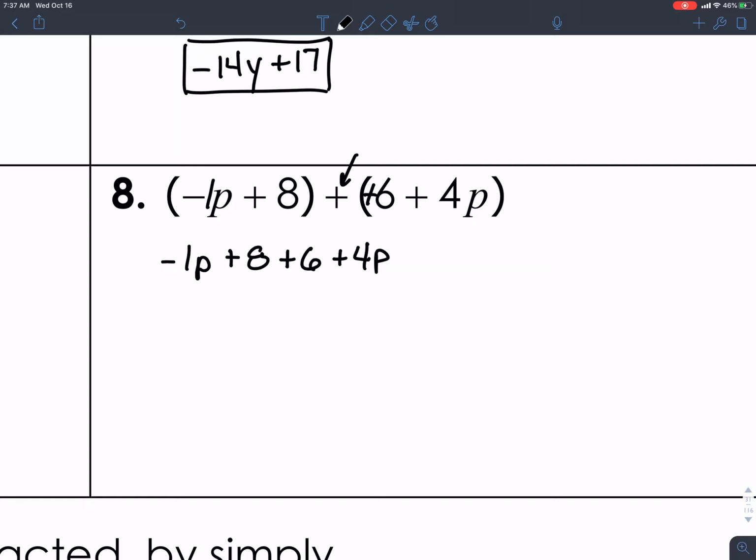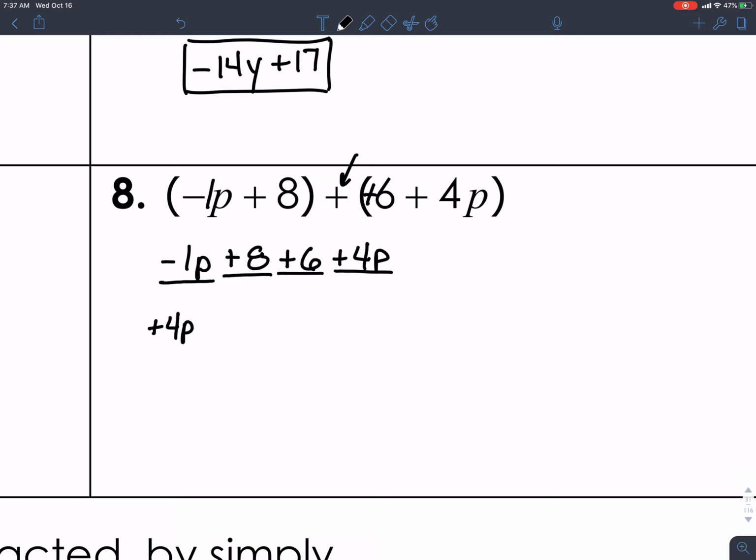Now let's underline our terms. Negative 1p, positive 8, positive 6, positive 4p. We're going to put our like terms together. Now I'm going to do something that you might think is a little bit off. Instead of putting that negative 1p first, I want to put that positive 4p first.